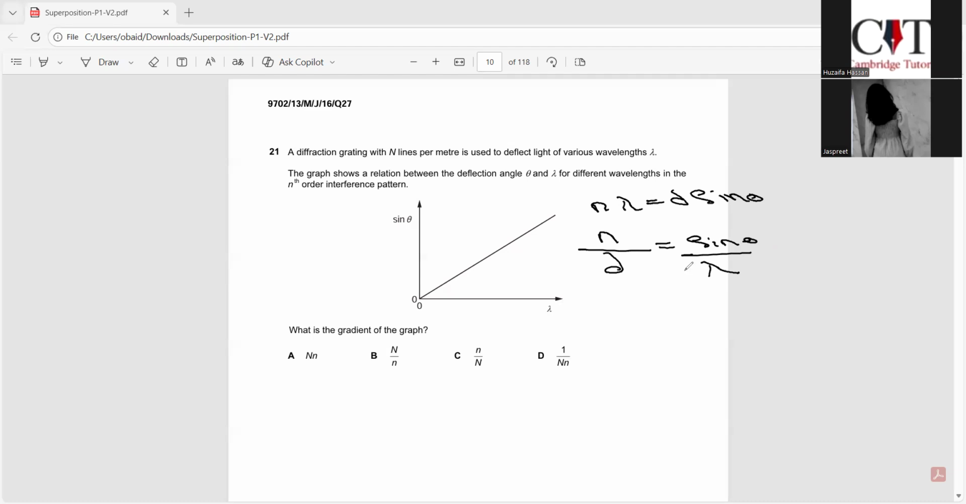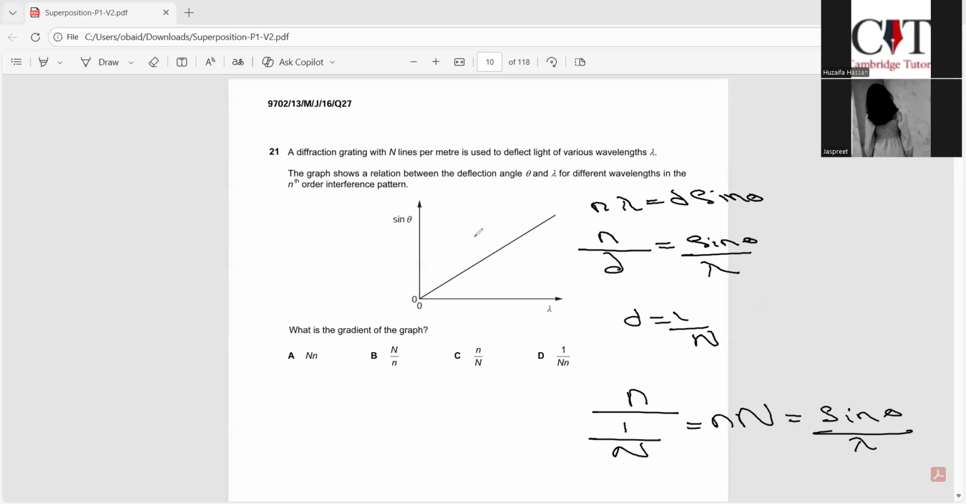We already know that the formula for d is 1 over N, where capital N is equal to the number of lines per meter, right? So just substitute it there. The formula would be n times 1 over d, forming n into capital N, equals sine theta upon lambda. We already know that the gradient is y upon x, so sine theta over lambda is the gradient, so it is equal to n into N. So A would be your answer.